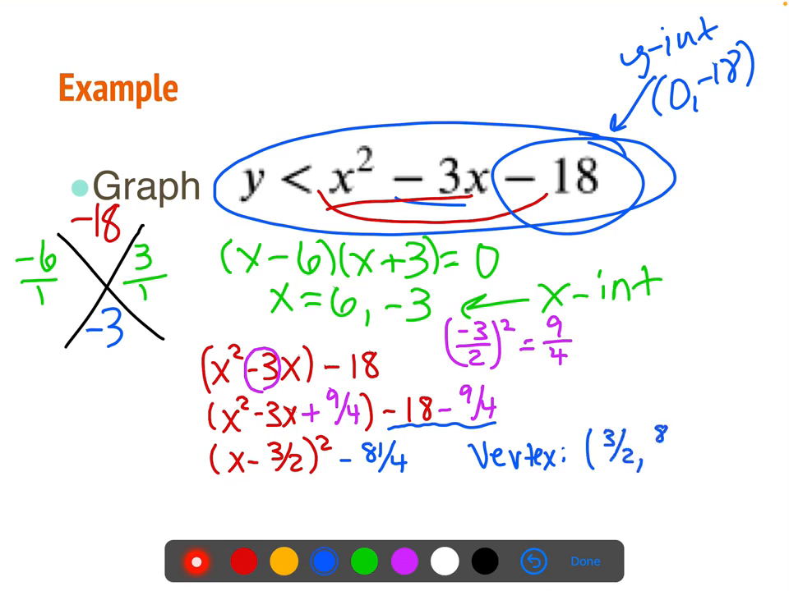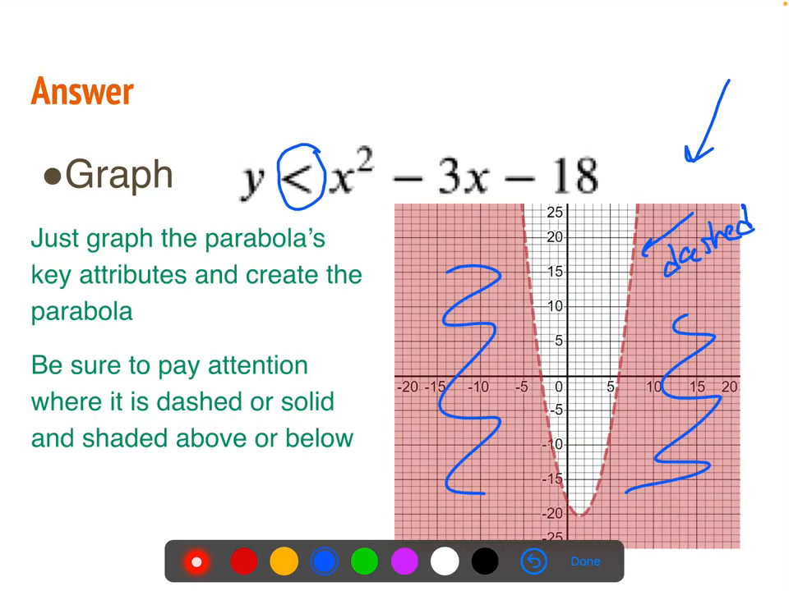So my vertex, according to this, is at 3/2, negative 81/4. Or if you want to put it in decimal form, that's 1.5, negative 20.25. So let's see if that's really where it was when I did my graph on Desmos earlier. I should have x-intercepts at 6 and negative 3, a y-intercept at negative 18, and vertex at 1.5, negative 20.25.